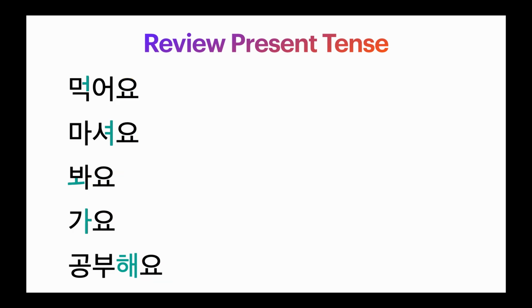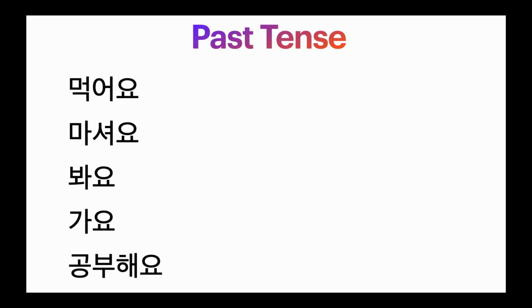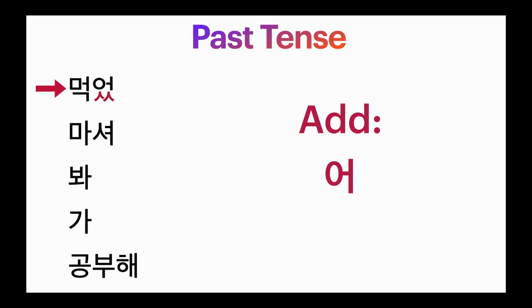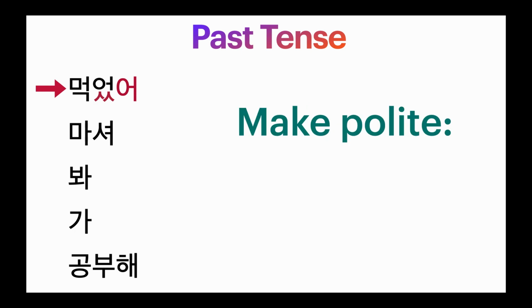We did present tense, but what about past tense? One way to look at it is that past tense actually builds off of the present tense. Before you make it polite by adding 요, there's something else that we need to do first. Let's start with 먹어. The first thing we are going to do is add 시옷 underneath the final character. And then regardless of whatever other vowels are in this word, we are going to add 어. And then now we can make it polite by adding 요.